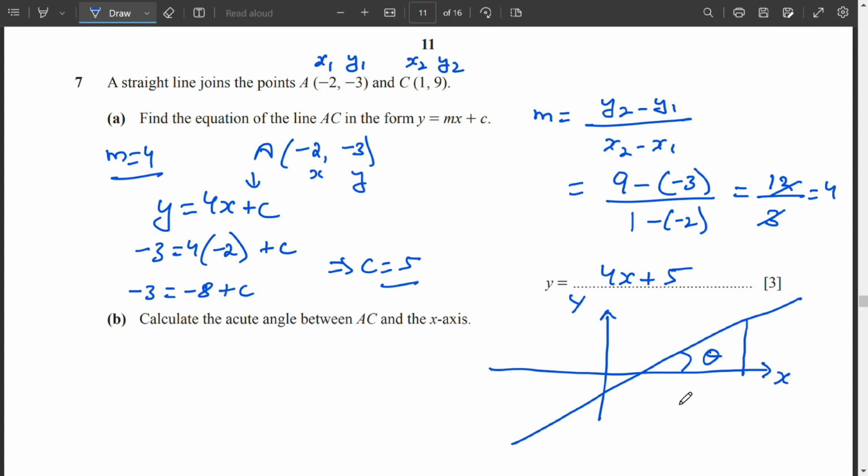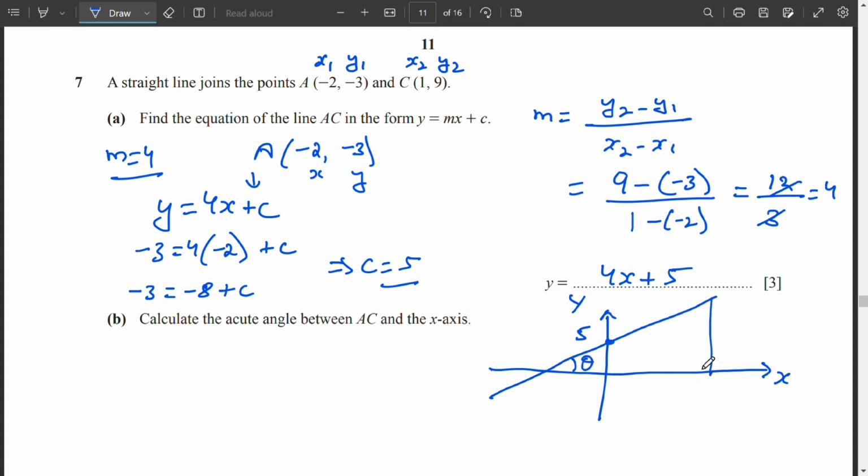So actually C is the y-intercept, so we see it is 5. So I think this line is a bit above the x-axis. Let's draw it like this. Okay, this is the y-intercept, so this is angle theta.